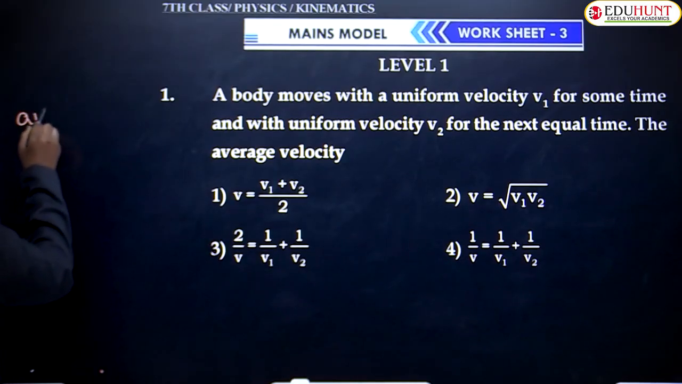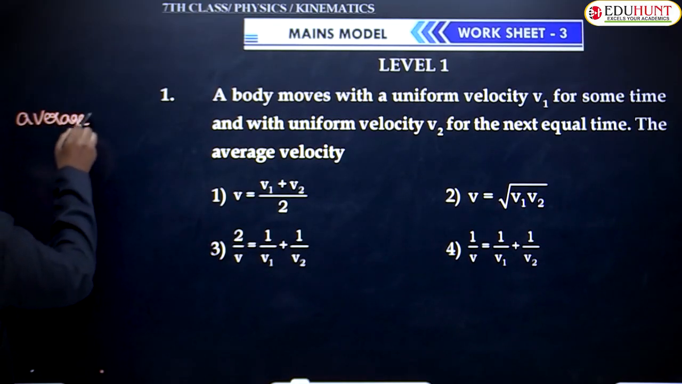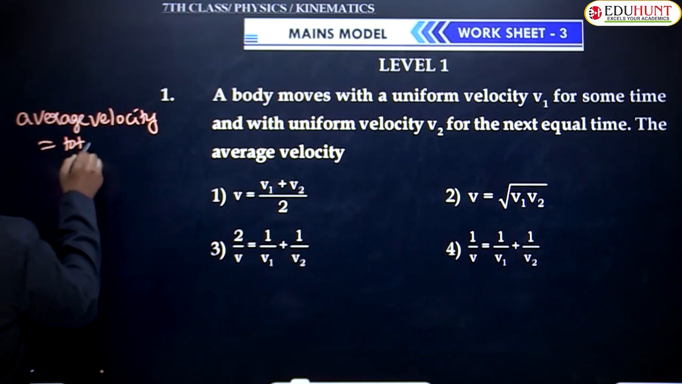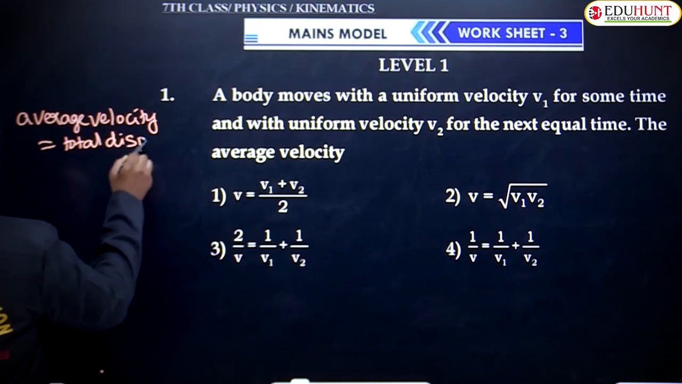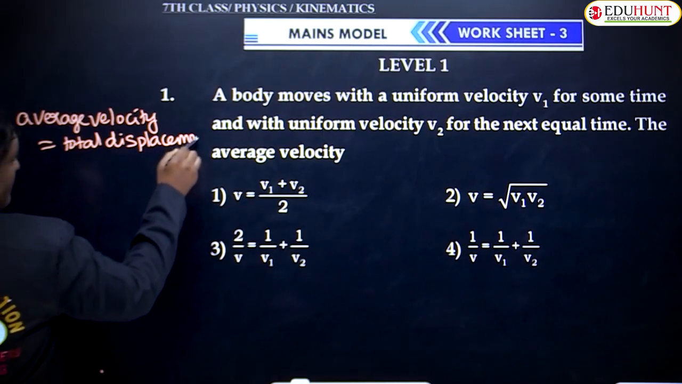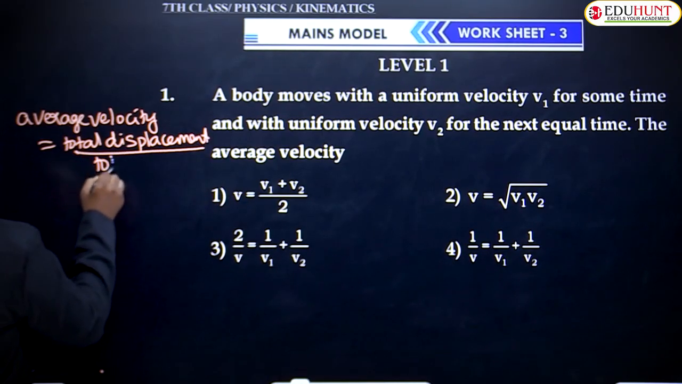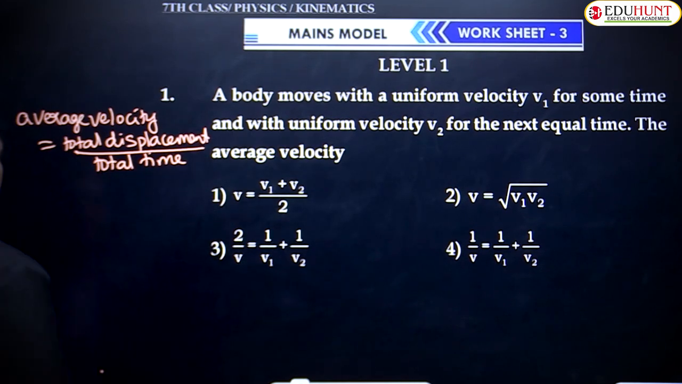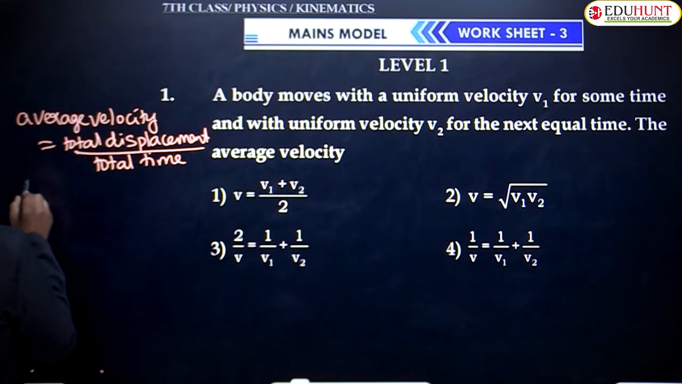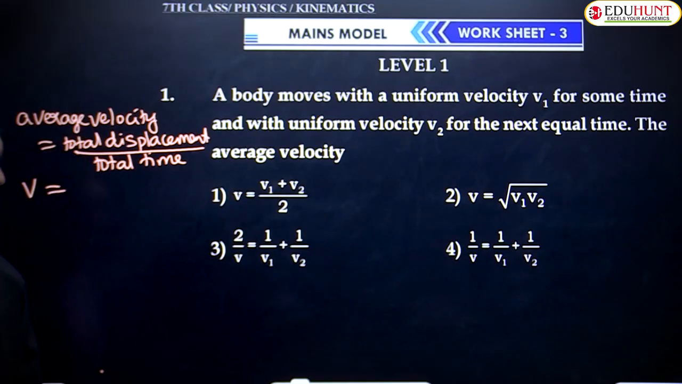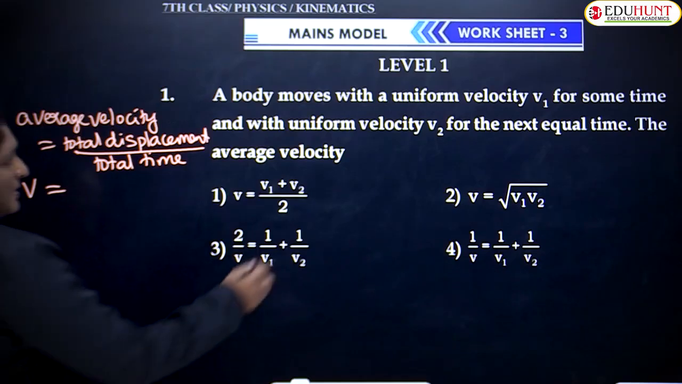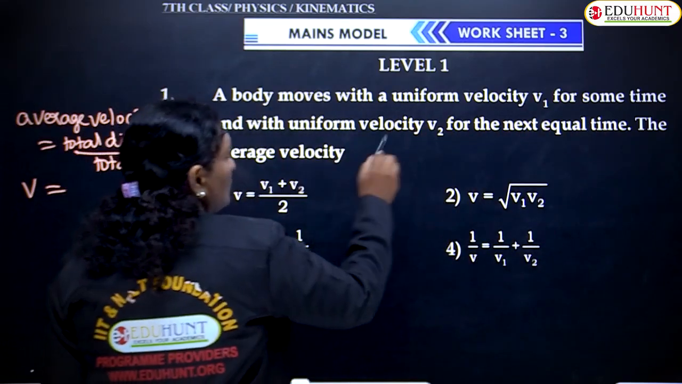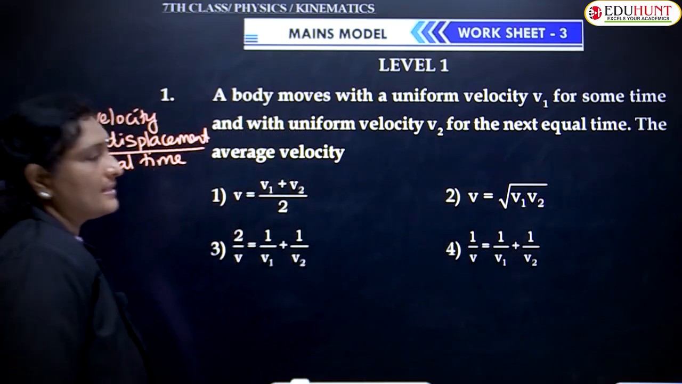Average velocity can be written as total displacement to the total time taken. So average velocity let us indicate with the letter V. So total displacement means how many conditions given: a uniform velocity v1 for some time and with uniform velocity v2 for next equal time.